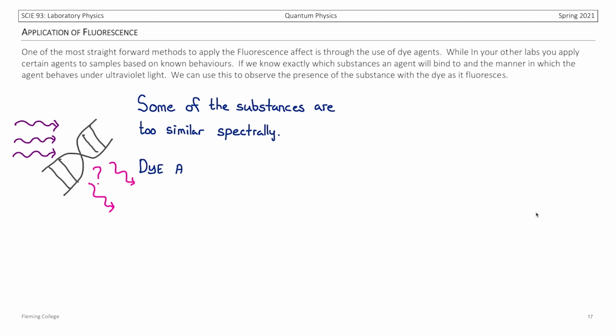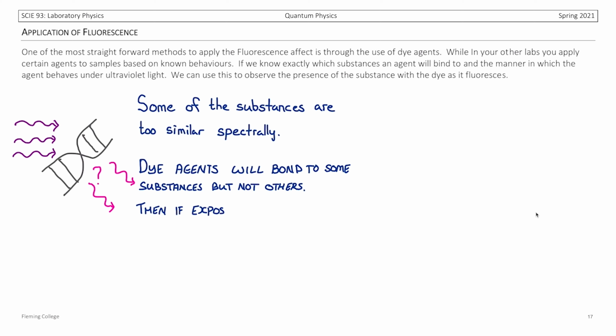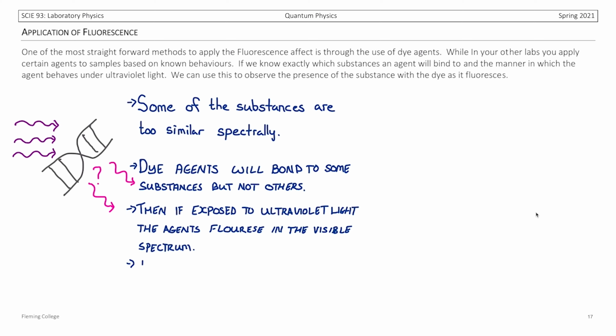Instead, what we do is we pick dyes or dye agents that have a specific behavior around certain substances. So a dye agent will bond to some substances, but not others. Then, when we expose the dye agent to ultraviolet light, the dye that has bonded to the substance we want to know the presence of will absorb the ultraviolet light, and then later, it will fluoresce light out. Because it fluoresces light at a longer wavelength than it absorbed, it will be in the visible spectrum instead of the ultraviolet spectrum. And this fluorescent glow would then identify the presence of our substance of interest.